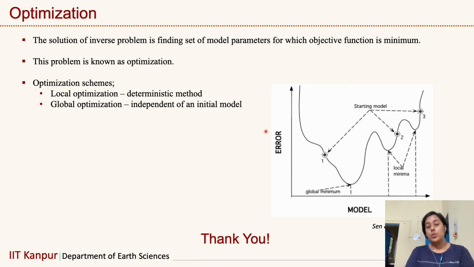To alleviate this problem, there is another kind of optimization scheme, which is global optimization, which is independent of the initial model, because it searches through the entire solution space. But as it's searching through the entire solution space, this technique is highly computationally expensive, and we'll discuss both optimization schemes in detail in later lectures.